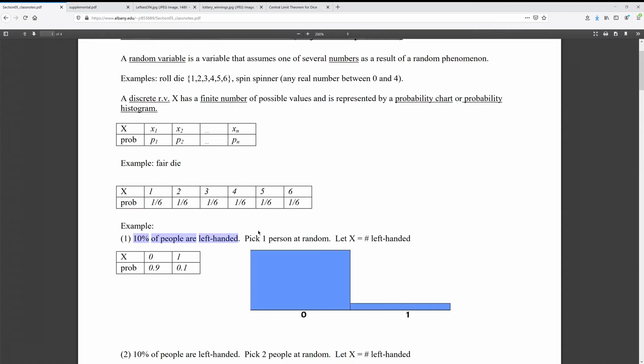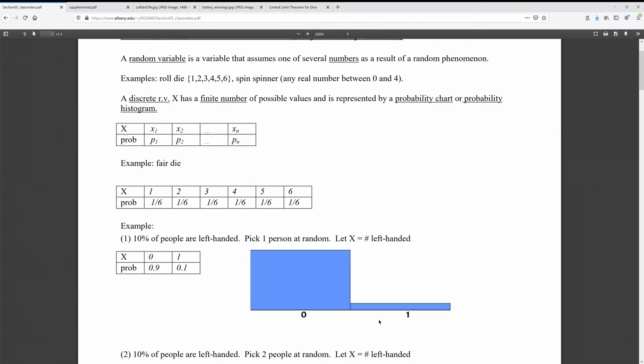So example 1, we'll pick one person at random, and as I said before, somewhat sarcastically, I will pick a person from the world and count the number of left-handed people I get. Well, if he's not left-handed, I get 0 left-handed people, and if he is left-handed, I'll get 1 left-handed person. That may strike you as a little bit sarcastic, but why not? It's a good way of looking at it for where we're going. So then the probability that you get a right-handed person, that is 0 left-handed people, is 0.9. And the probability that you get 1 left-handed person is 0.1, right?